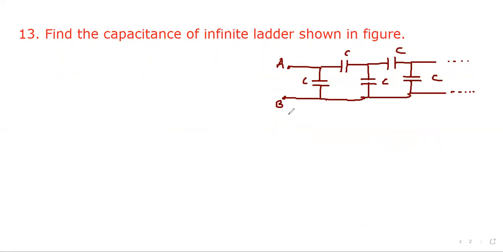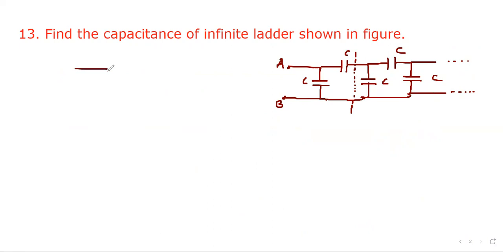Find the capacitance of the infinite ladder shown in the figure. Here this capacitance is C, this is C, this is C, means all capacitances are C. We have to find out equivalent capacitance. So let's denote the equivalent capacitance as C1, and we replace this portion by C1 because this is infinite ladder. So we can remove some portion, still capacitance will remain same.